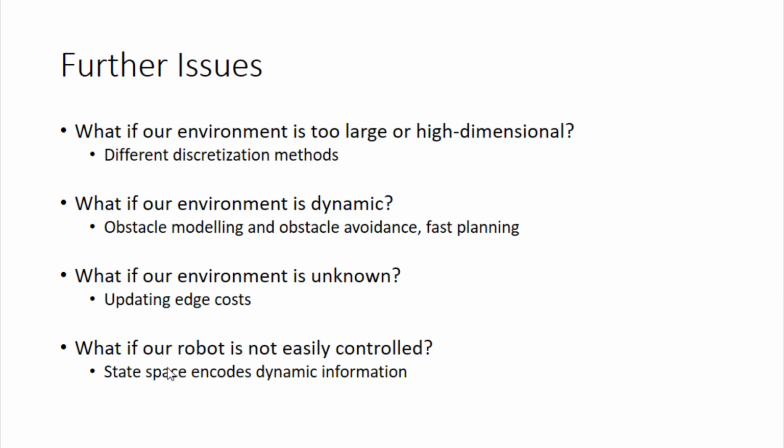What if your environment is unknown? What if you don't actually know where the obstacles are in the environment? If that's the case, you have to rely on sensor feedback to navigate the environment. And what if your robot is not easily controlled? You can consider a car-like robot here. With the car-like robot, you're pretty much going to have to encode the dynamic information into the state space. So at each one of your nodes, it's going to have to be X, Y, and then theta, and maybe the steering angle as well. Because it's so hard to control those robots, you can't really rely on easy ways to satisfy the control equations.